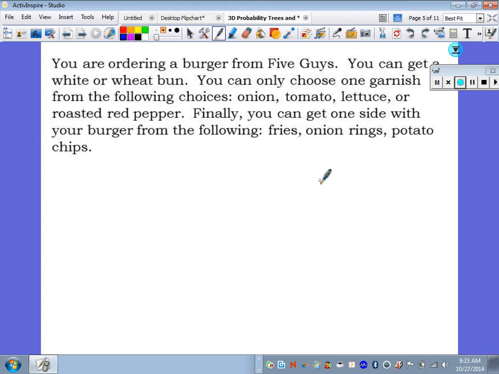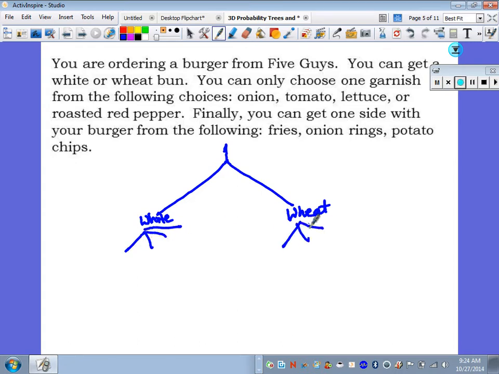Burger from Five Guys. You could literally sit and figure up how many possible choices you have. So from your burger, you're going to get either a wheat bun or a white bun. So white and wheat. And then from there, you can only choose one garnish. And there are 4 choices: onion, tomato, lettuce, and roasted red pepper. 1, 2, 3, 4. Okay? And then there's 1, 2, 3, 4.